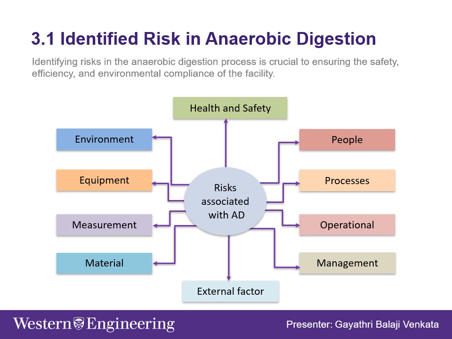external factors. Each category is crucial, with examples such as health and safety risk affecting workers and the community, while environmental risk impacts the ecosystem. Equipment and operational risk are tied to the reliability of machinery and processes. Identifying risk across these categories helps prioritize efforts to keep the AD facility safe, efficient, and following regulations.